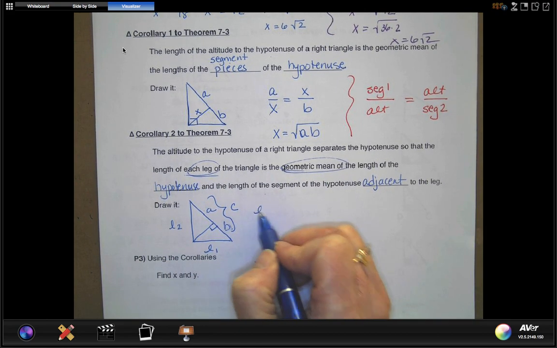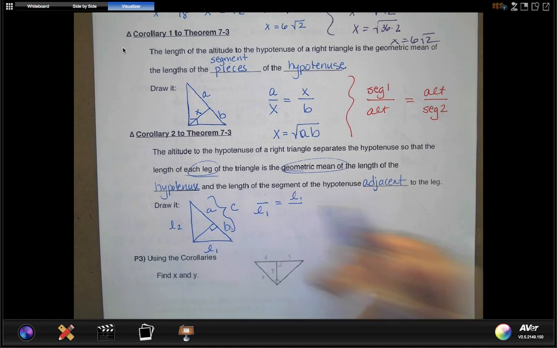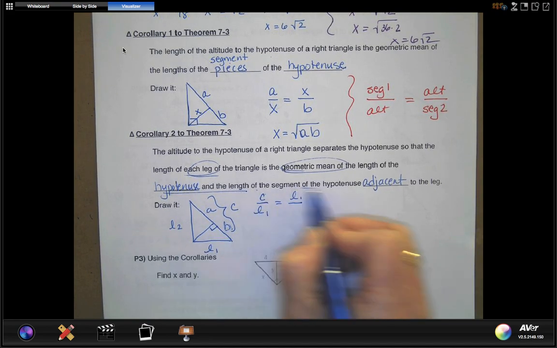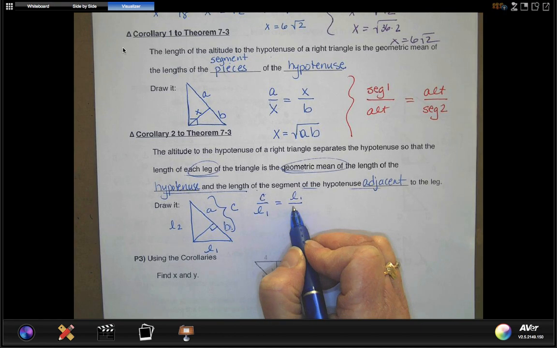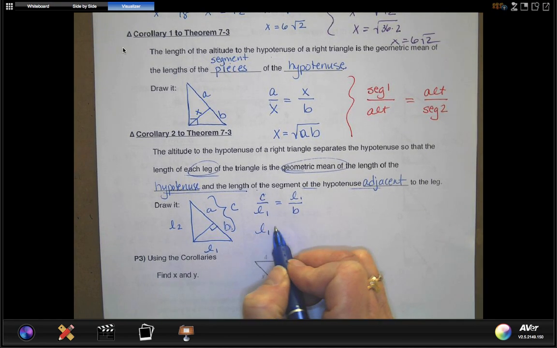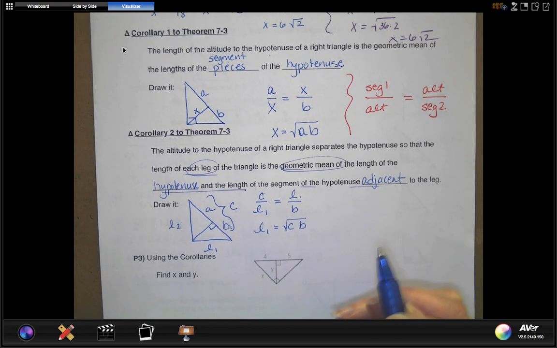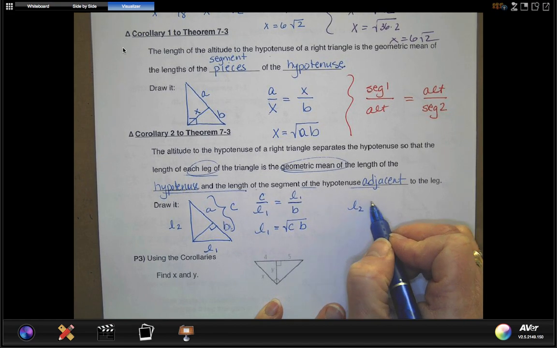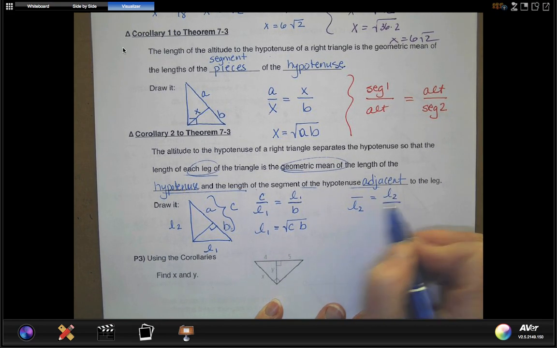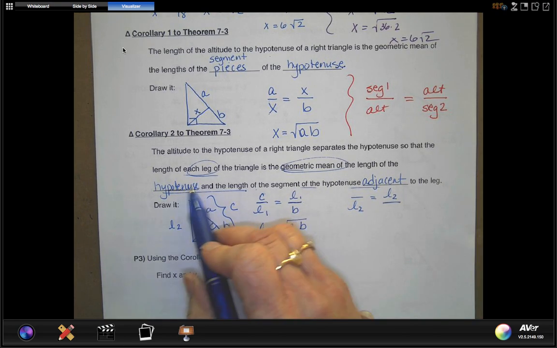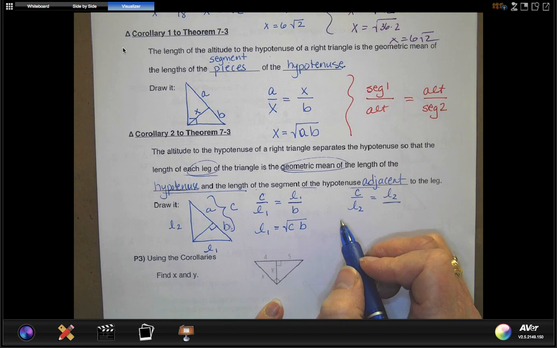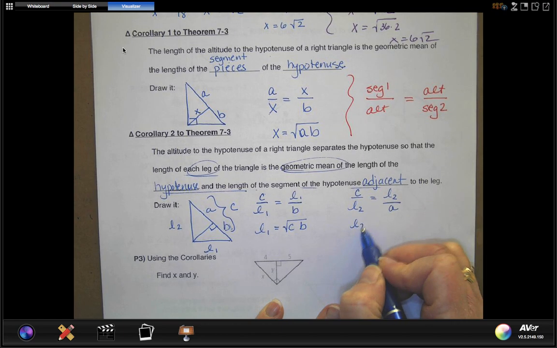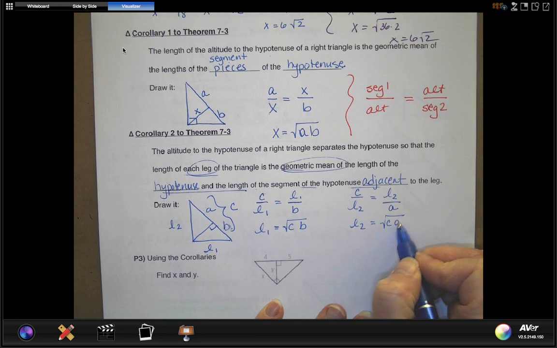So what that's saying here is that each leg is the geometric mean. So the leg is the geometric mean of the hypotenuse and the length of the segment adjacent to that leg. So if I'm talking about L1, I would be B. So L1 would just be the square root of CB. If I was talking about, all right, BC, whatever. L2 is the geometric mean of the length of the hypotenuse and the adjacent segment. So L2 would be the square root of CA.